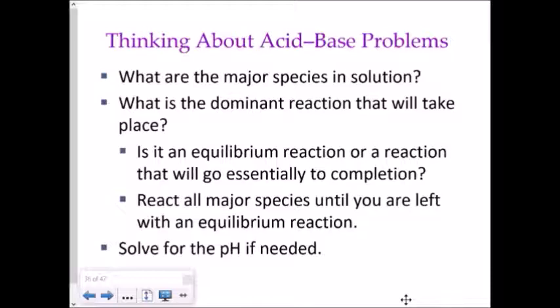Most of the time it's not going to be there. It's a very rare occasion when it does pop up. But we need to be looking for the dominant reaction first. Then we can calculate, based on which one is dominating the pH, the concentrations from there.